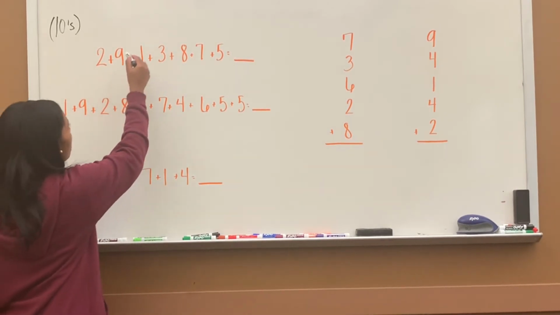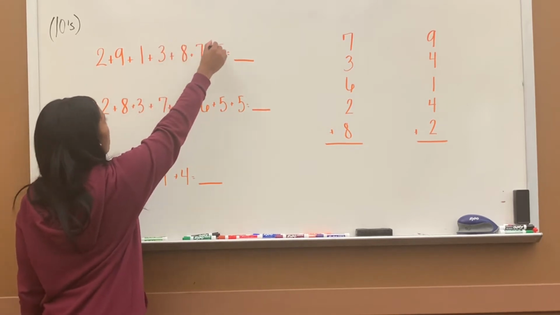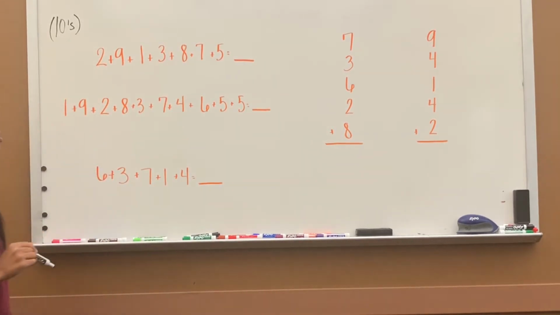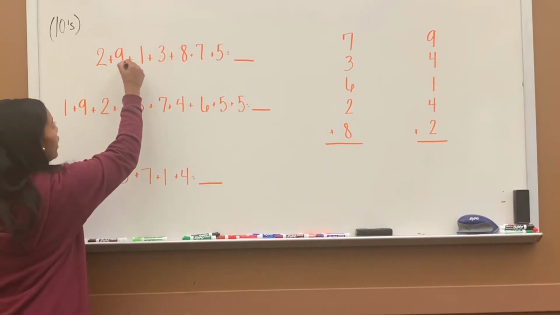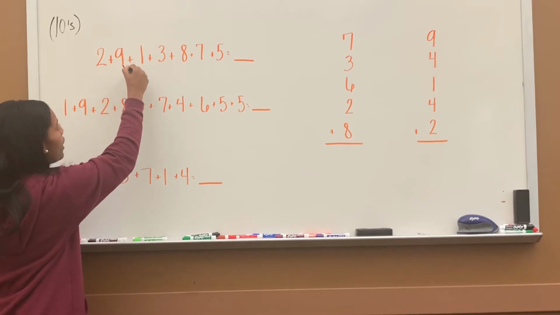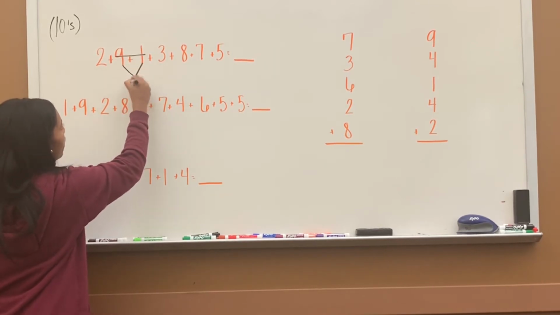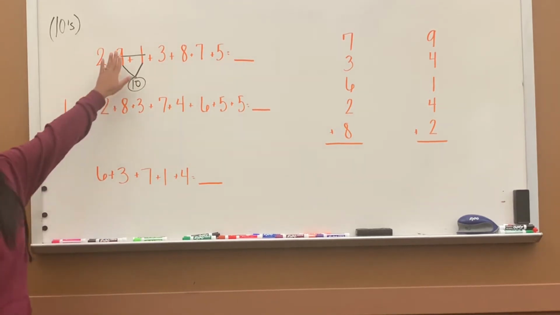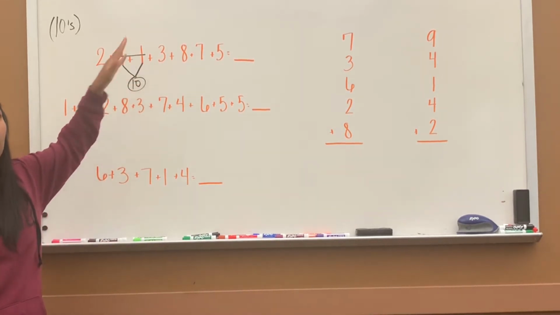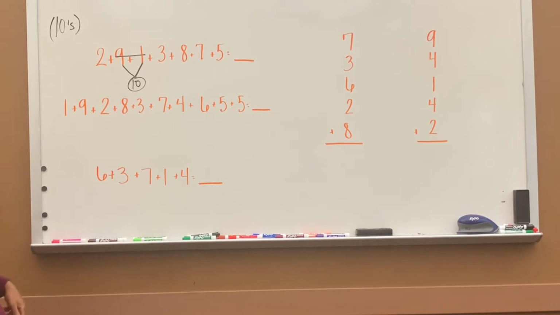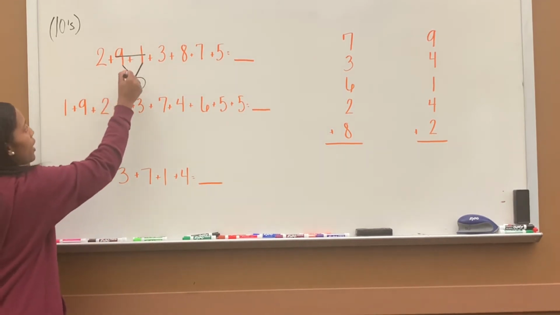So let's go ahead. We have 2 plus 9 plus 1 plus 3 plus 8 plus 7 plus 5. Out of all of those, what are the ones that equal 10? We have 9 plus 1, so I will connect. I will do it with the triangle. 9 plus 1, cross it out, and then put 10. We're crossing it out because we already added these numbers, okay? We don't want to double add the 9 and the 1. So we connected 9 plus 1, that equals 10.